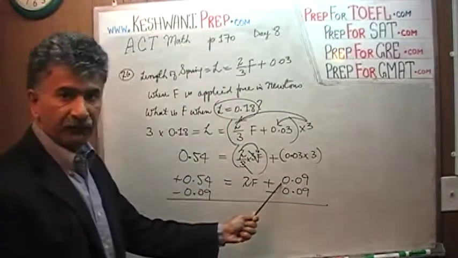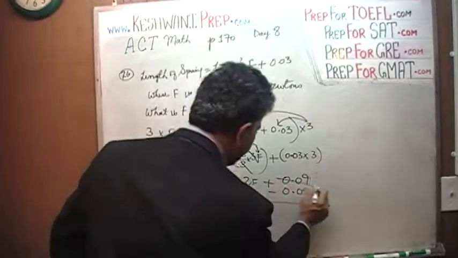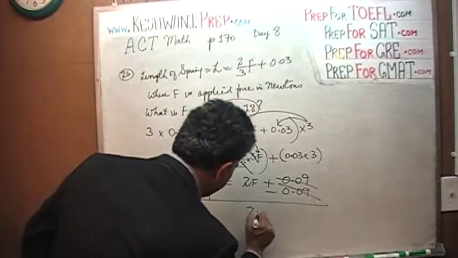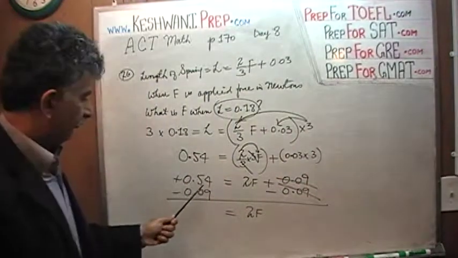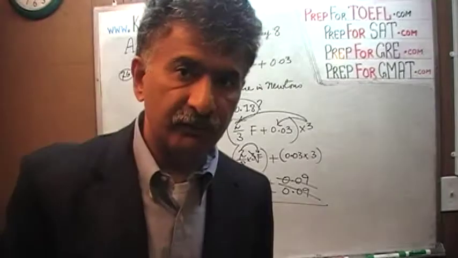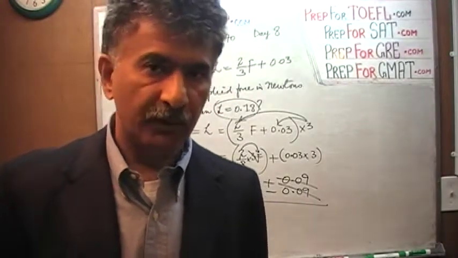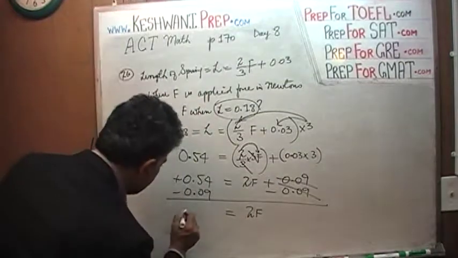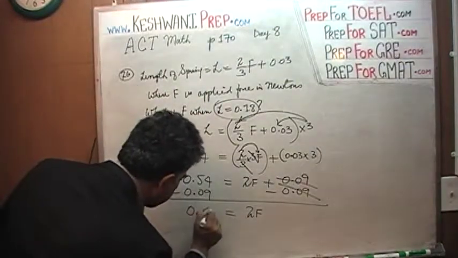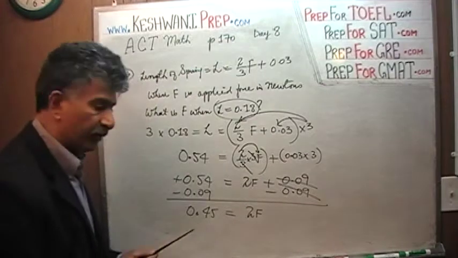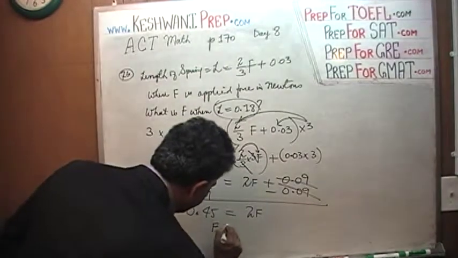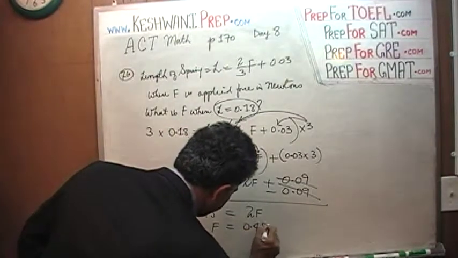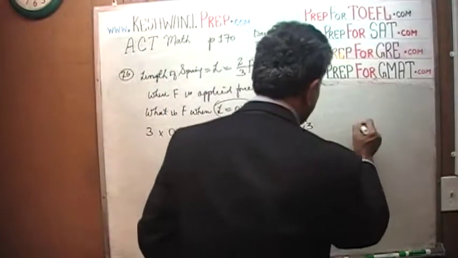So here we have positive 0.09 and negative 0.09, they're going to cancel out, and 2F equals 54 minus 9. Well, 54 minus 10 would have been 44, so 54 minus 9 is going to be 45. 2F equals 0.45, so how much is F? F is going to be 0.45 over 2. Let's do it here.